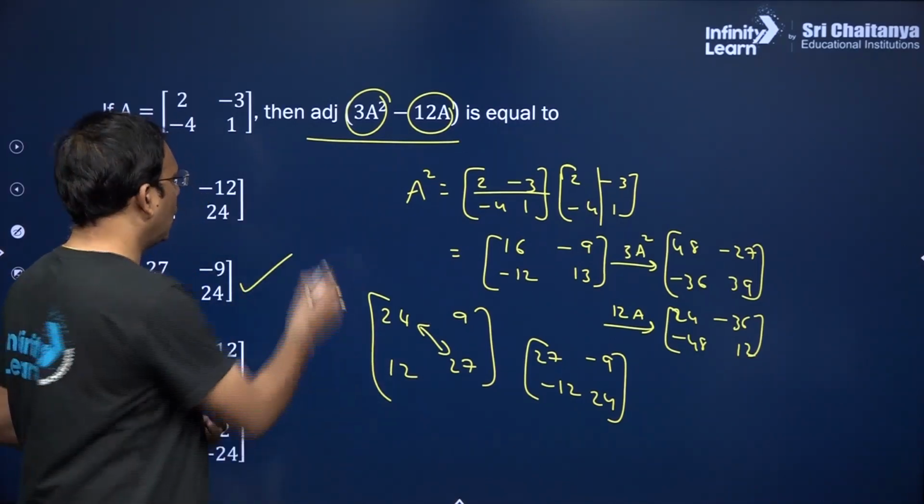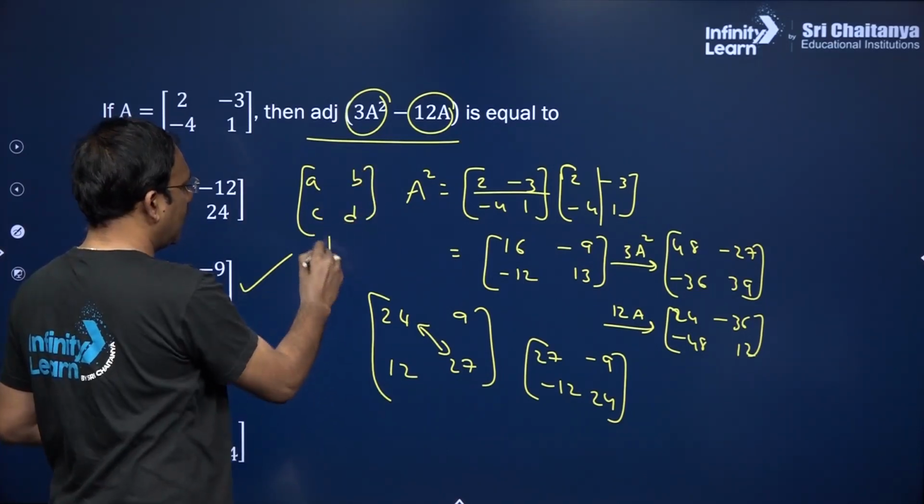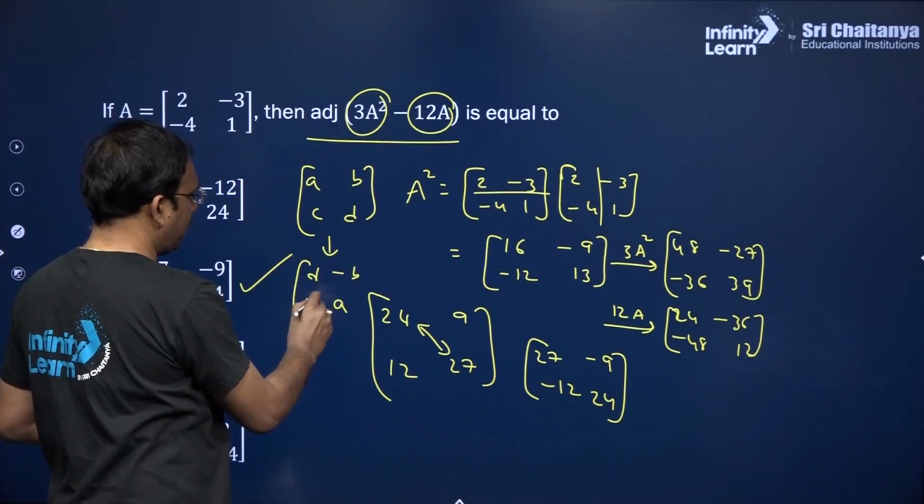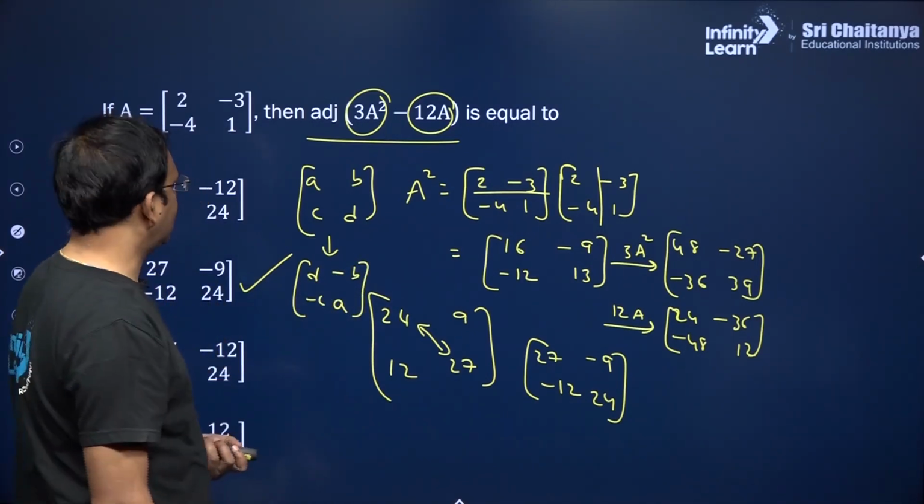That's it. So for a matrix, especially a 2 by 2 matrix A, B, C, D, adjoint is going to be interchange A and D, minus B, minus C is the adjoint of the matrix. That's all, my dear friends.